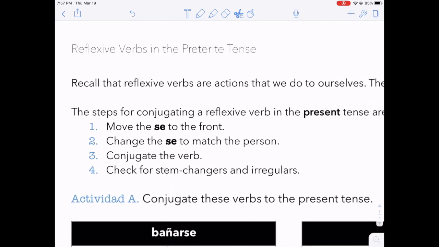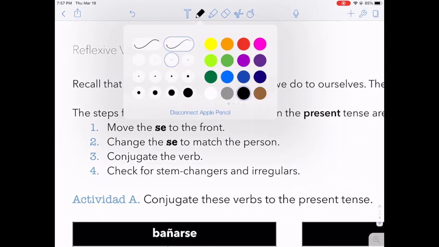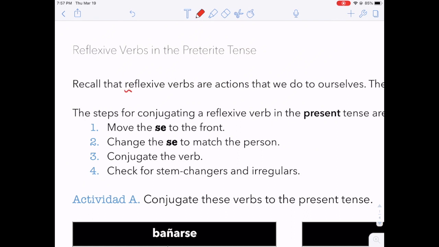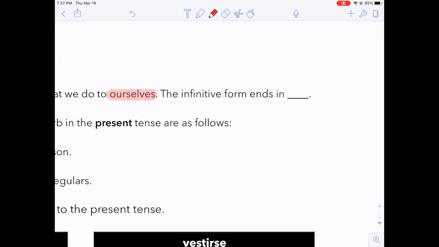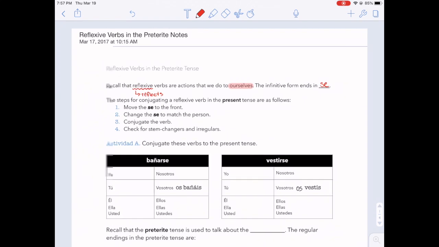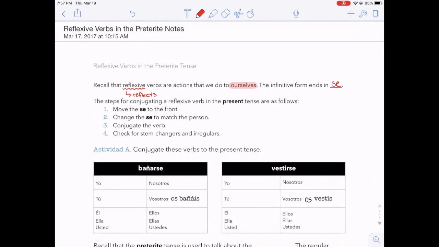So recall from last time that a reflexive verb is a verb that reflects back onto one's self. So reflexive verbs are actions that we do to ourselves. The infinitive form of a reflexive verb will always end in se. We also went over 4 steps to conjugating a reflexive verb in the present tense form.